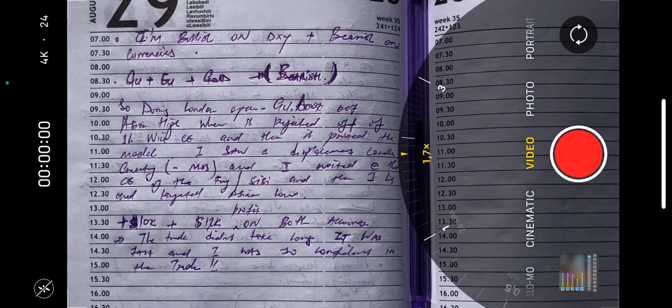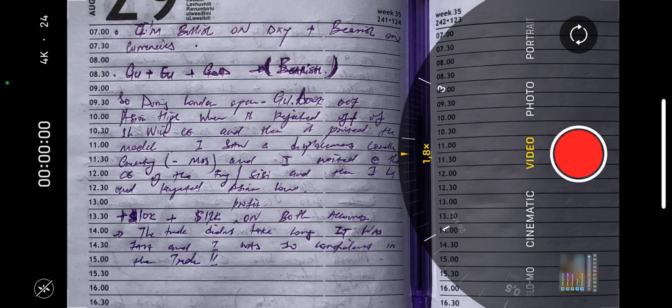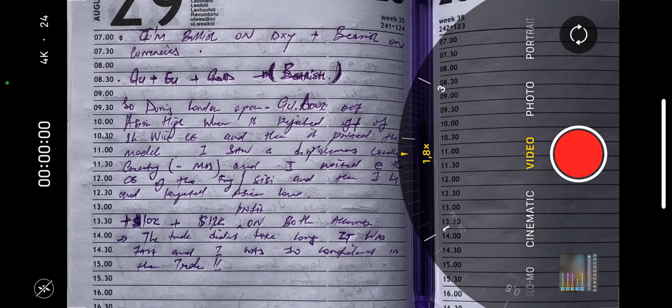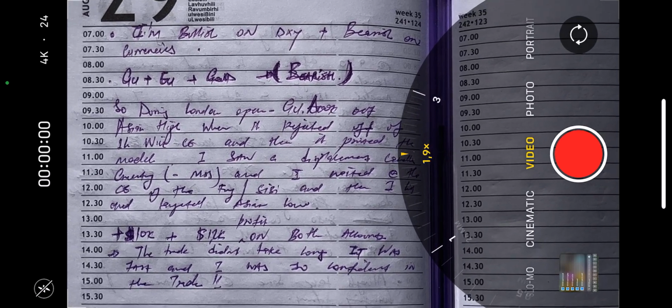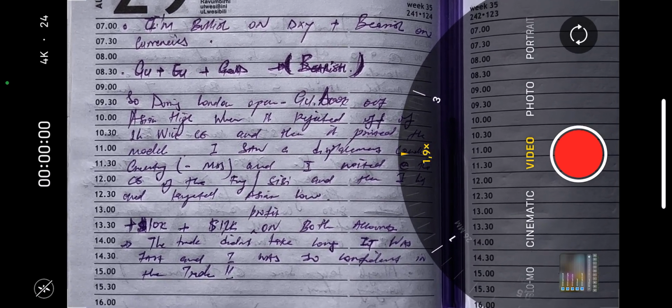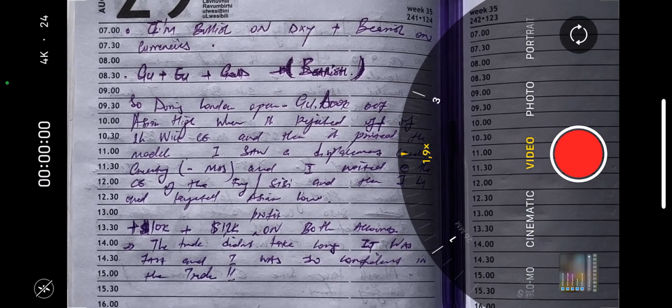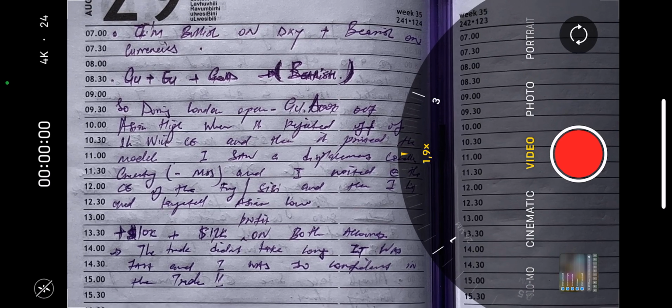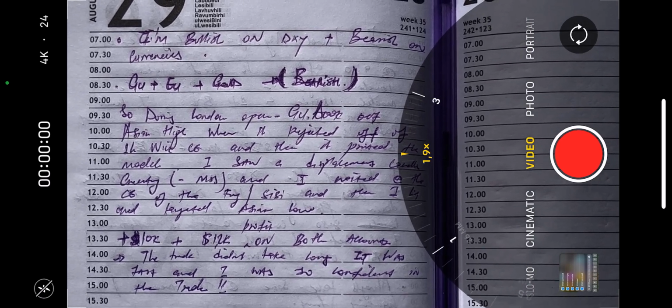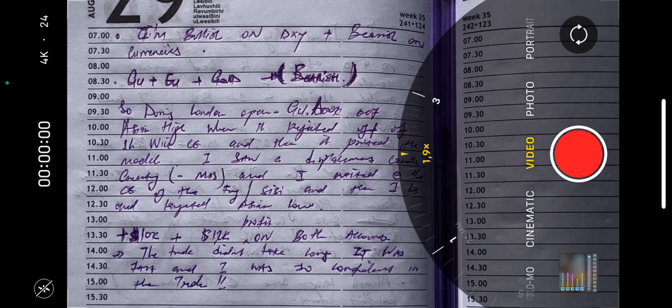I'm not sure if you can see. So this is my trade journal, the trade that I took in the morning. Just pause the video and read what I just wrote there. So I'm bullish on DXY and bearish on currencies. That's a weekly forecast, right? So GU, EU, and gold I'm bearish.